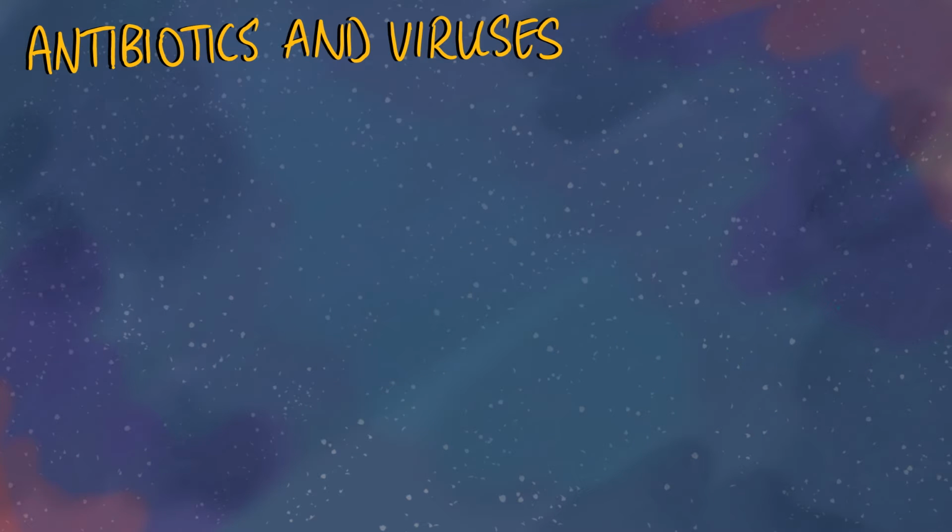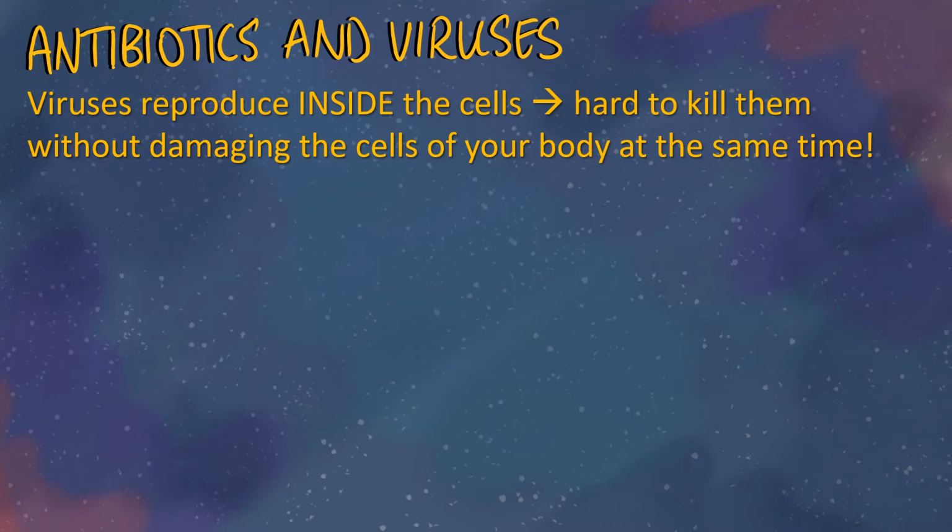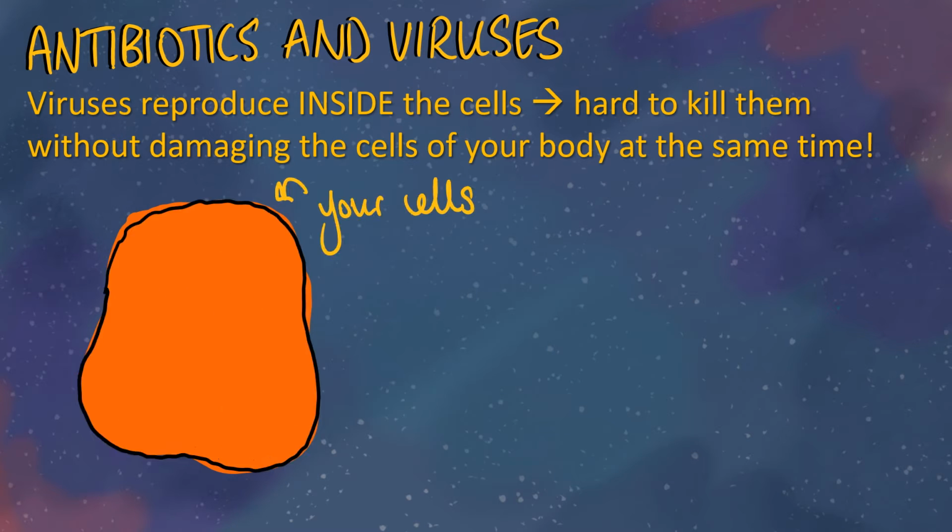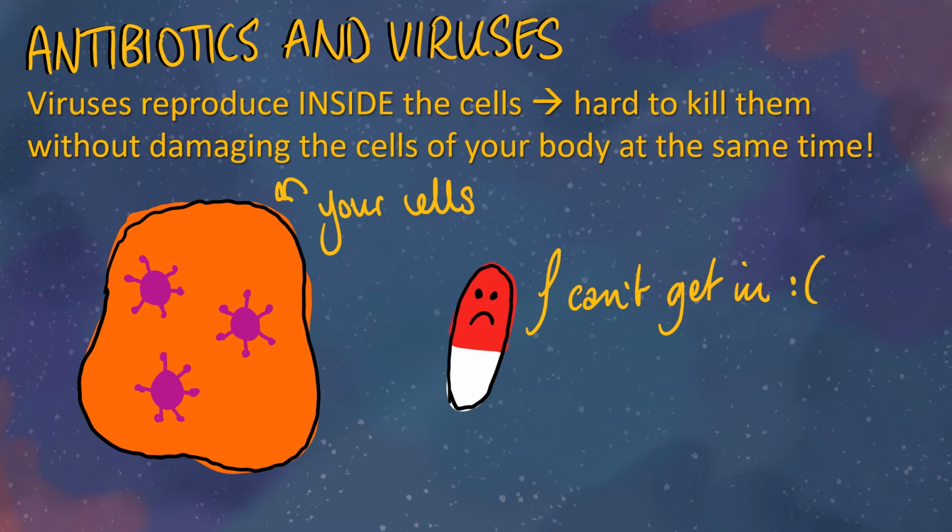So antibiotics and viruses. So viruses reproduce inside the cells. It's hard to kill them without damaging the cells of your body at the same time. So here's an example of a cell with viruses inside it. The antibiotic can't get inside of your cell and kill those without damaging your cell, so that would not be good. We don't want to damage the cells of our body. So antibiotics can kill bacteria because they don't reproduce inside our cells. So the antibiotics can kill the bacteria without harming us. Whereas viruses, because they're inside our cells, the antibiotics can't kill them. It would damage us.